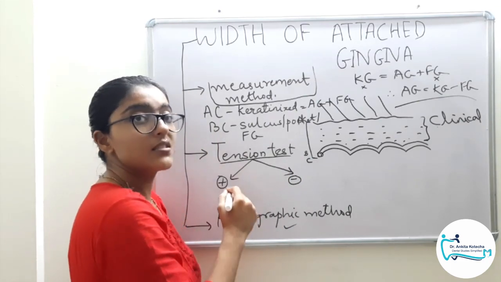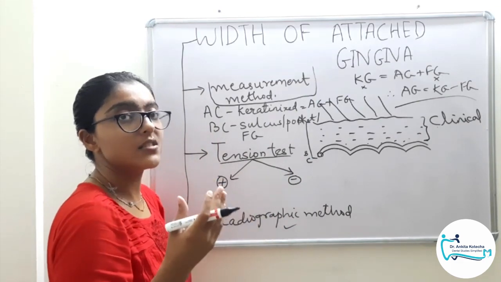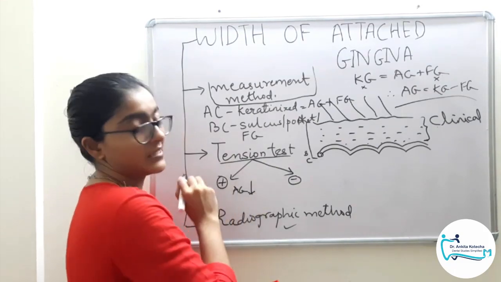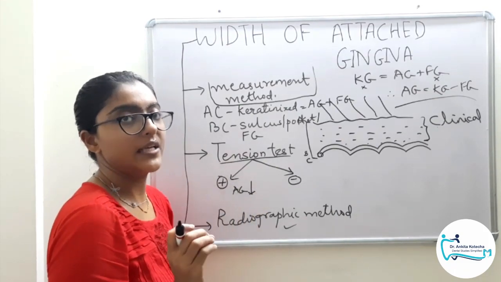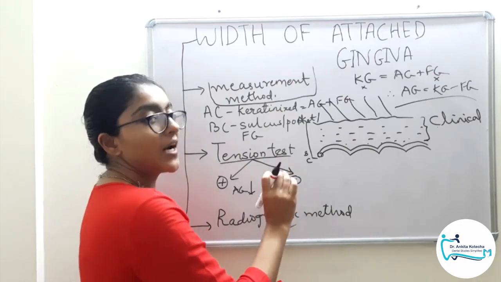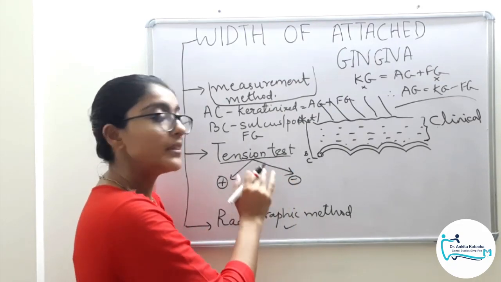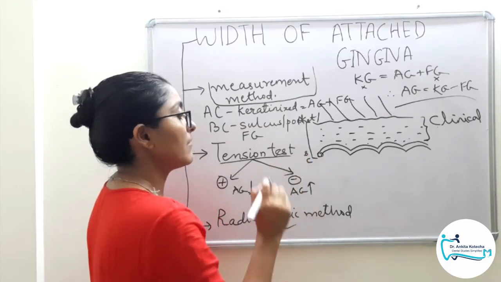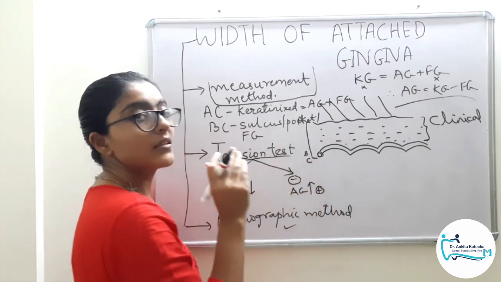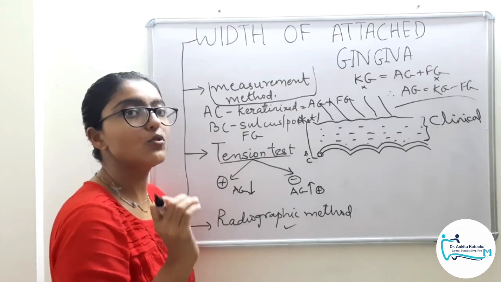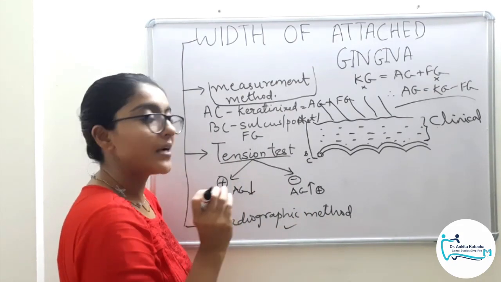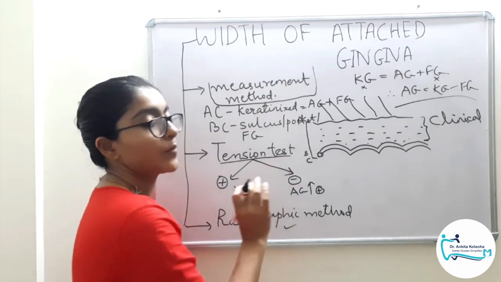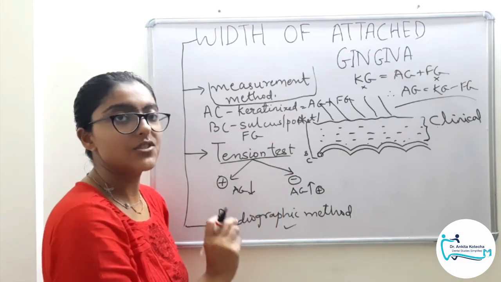So, if tension test is positive, that is the marginal gingiva is movable, that means attached gingiva is less, insufficient width of attached gingiva. But if the marginal gingiva does not move with the tension test, that means there is sufficient width of attached gingiva present, and hence the tissue is stable enough to bypass these tension forces. Clear? This is the format of answer received in tension test.